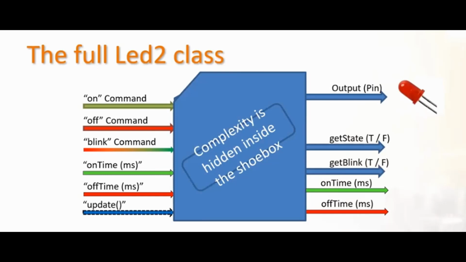All you basically need to know at this point is it accepts 6 commands or functions: the on, off, blink, on time, off time, and update. It will also output an output pin, a get state, a get blink, an on time, and an off time.